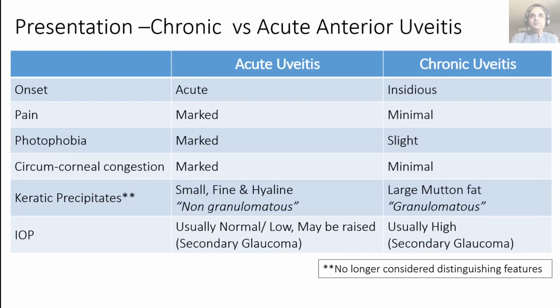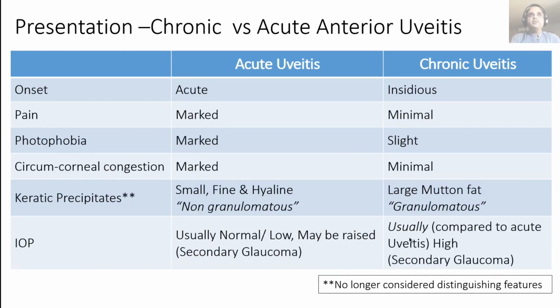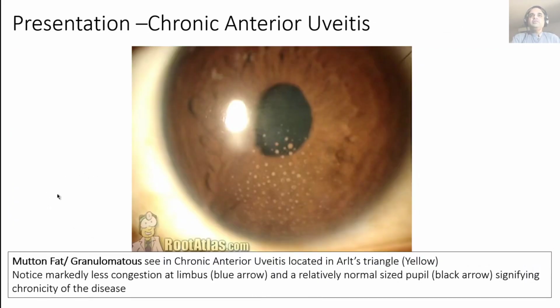In fact, I think I should put it here just before you say, oh, we didn't hear you say it. You should have written it. There we go, written, usually in italics compared to acute uveitis, and usually high. So these are those mutton fat or granulomatous keratotic precipitates seen in this inferior zone in a chronic anterior uveitis.